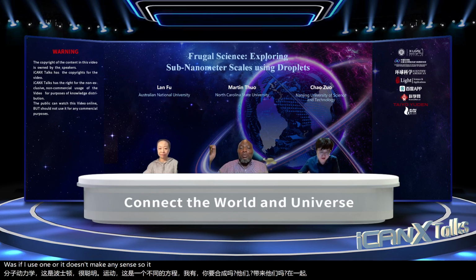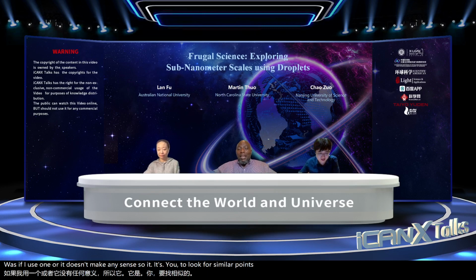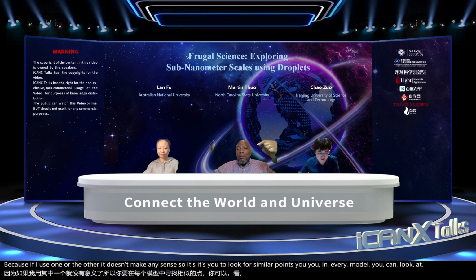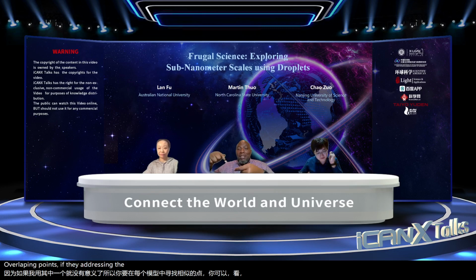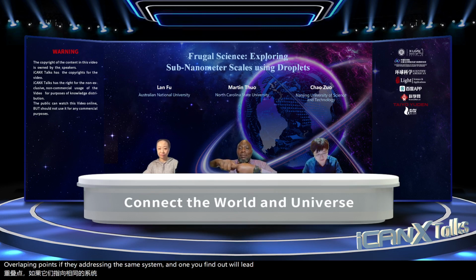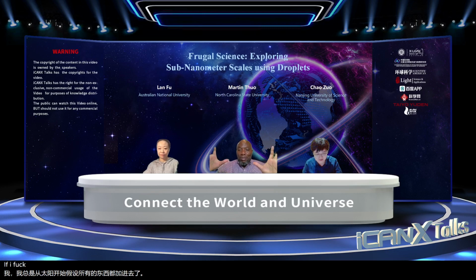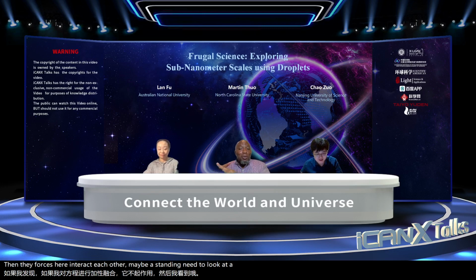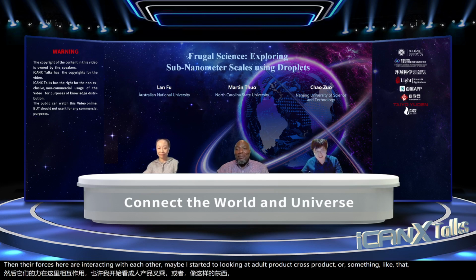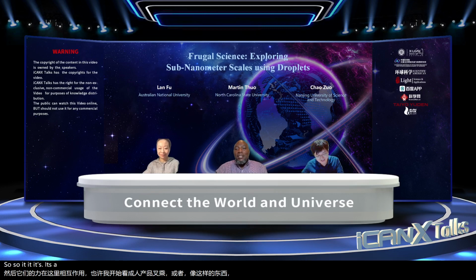Yes. So you look for similar points. In every model, you can look at overlapping points if they're addressing the same system. And once you find that, you link them together. Right? And then I always start with the assumption that everything is additive. If I make an additive fusion of the equations and it doesn't work, then I say there are forces here that are interacting with each other. Maybe I need to start looking at a dot product, cross product, or something like that. Right? So it's a simple trial and error, but you always have to go through the first principles.